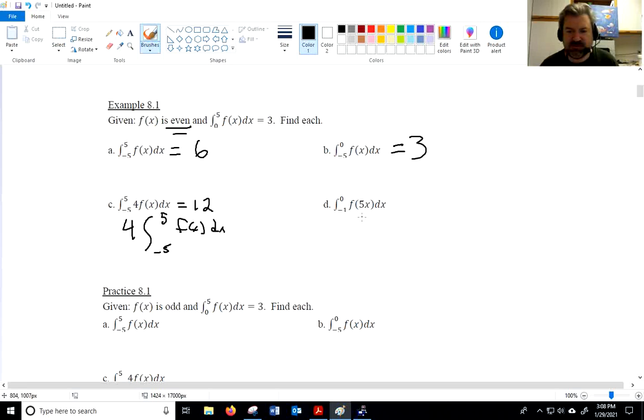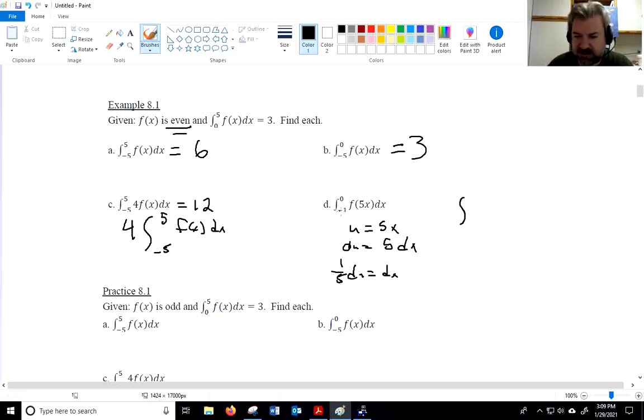Over here, though, the integral from negative 1 to 0 of 5x, well, let's try our u substitution. Let's let u equal 5x. So du equals 5 dx. I'll divide both sides by 5. I get 1/5 du equals dx. So this becomes the integral. I got to plug in negative 1 times 5 is negative 5. 0 times 5 is 0. I got a 1/5 out here. f of u du.